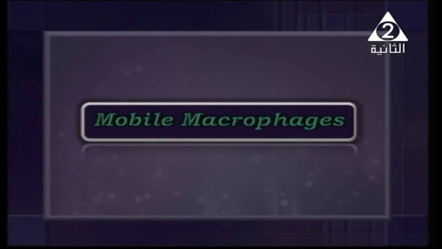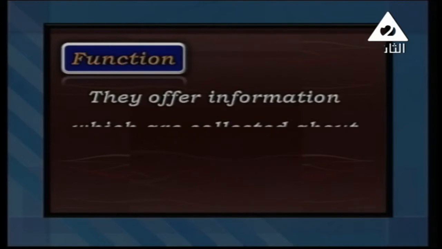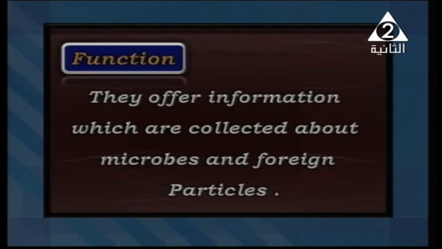What's the second type of the macrophages? The mobile or the movable macrophages. Their function is that they offer information. They are like an archive in your body, a kind of database inside your body for offering the information that is needed and collecting information about the enemies, about the microbes and foreign particles inside your body.